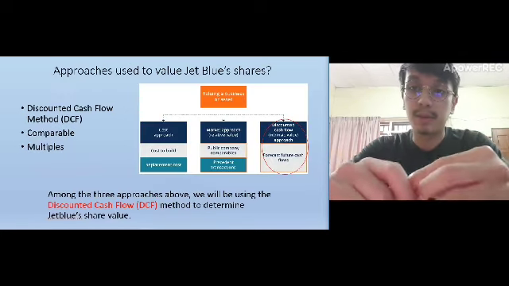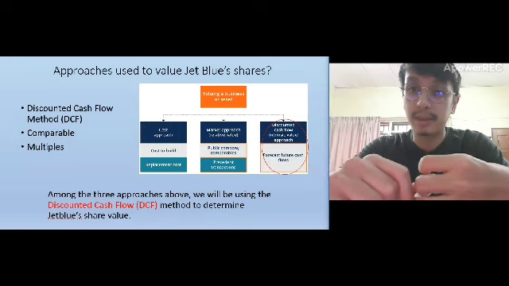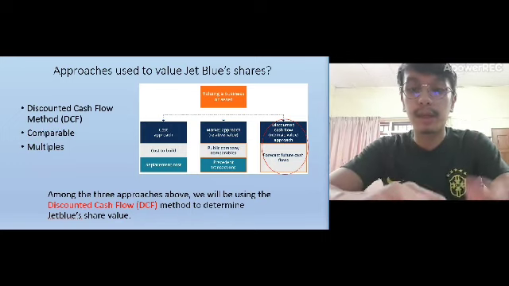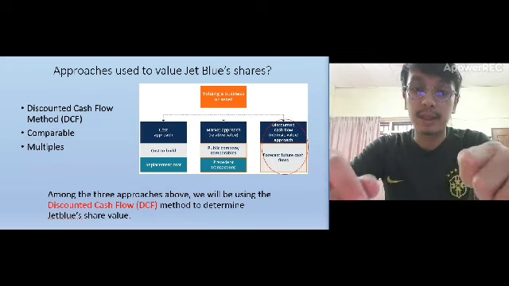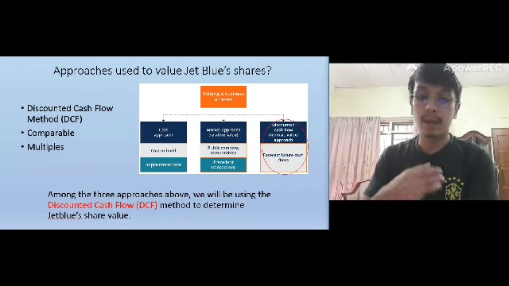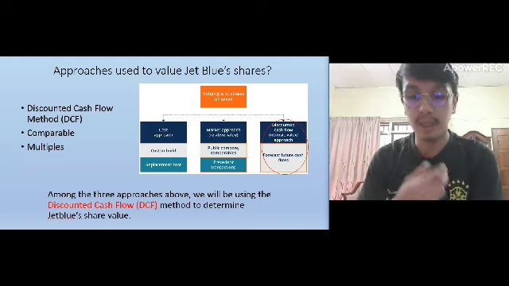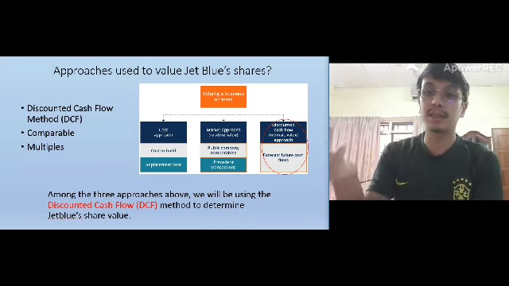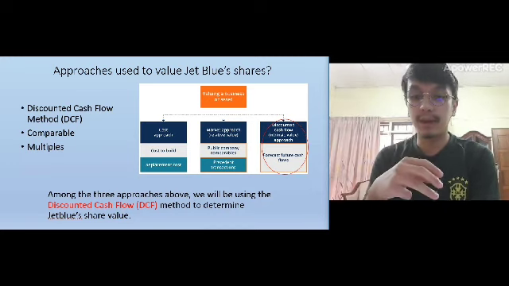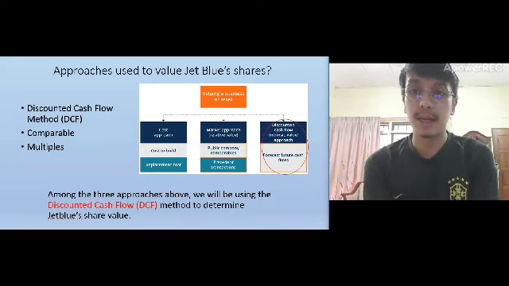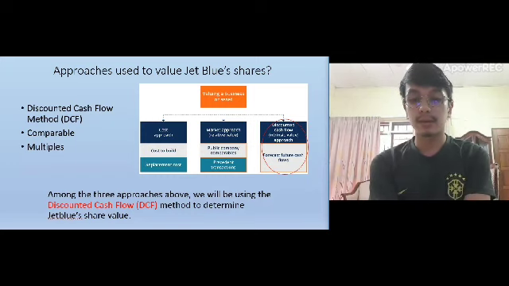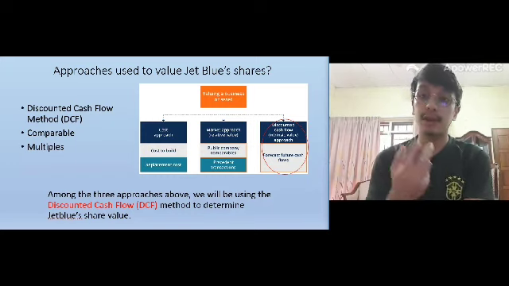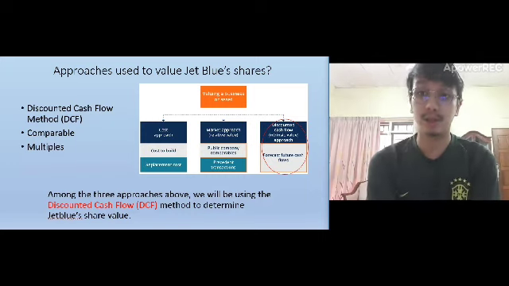The next question would be the approaches in how to evaluate JetBlue. The first one would be the discounted cash flow method, which is a forecasting of future cash flows based on expected revenue growth. The forecasted future cash flow will be translated into present value using the discount rate, which will be calculated using the WACC formula. Once you get the NPV, just divide by the number of outstanding shares and you get the intrinsic value of the share, of course.